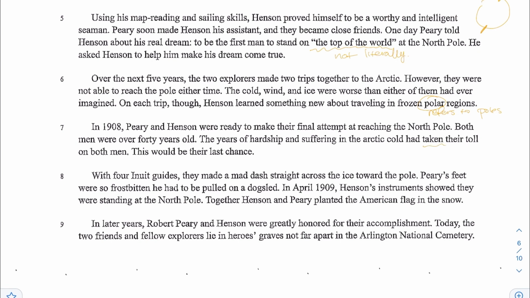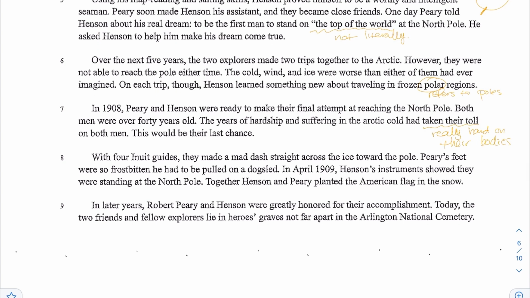So when something takes its toll, it means it's really hard on their bodies. So what this means is it's really cold, and it's hard to recover from that because it's an extreme weather condition. So if something takes its toll on you, that means it's really beating you down. It's wearing you out. You're really tired after that.